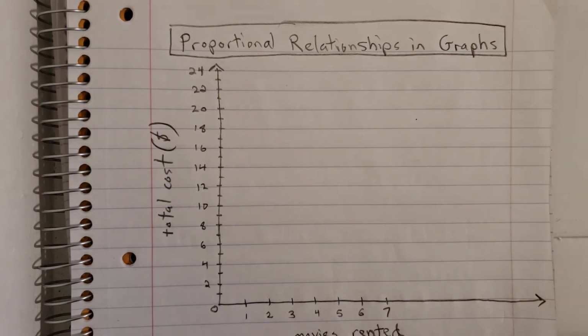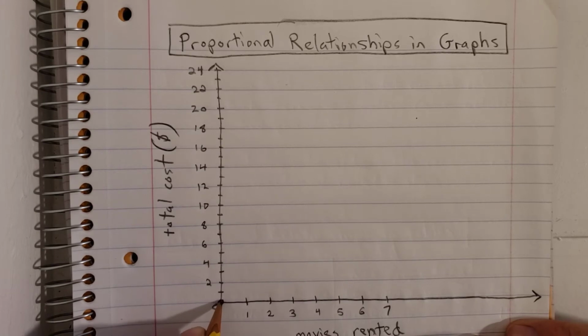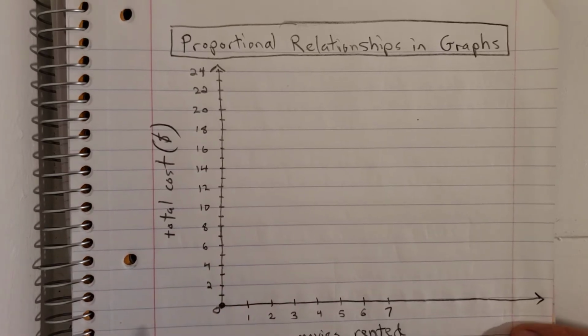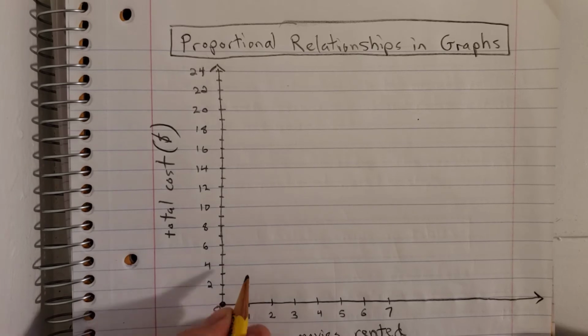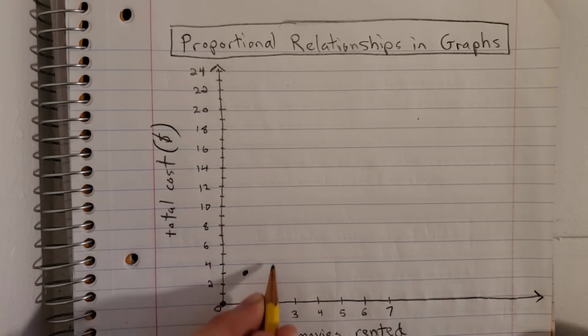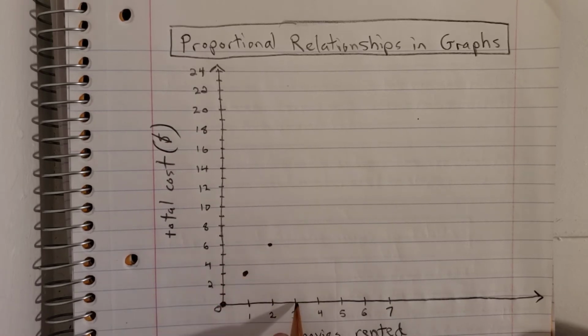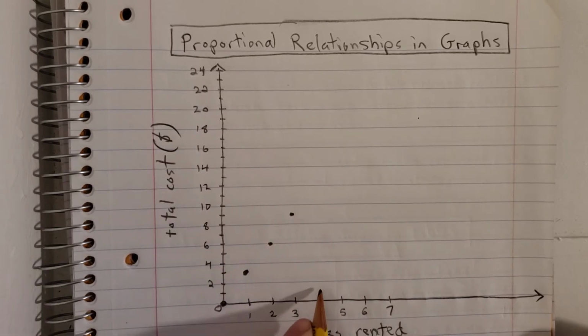Now I'm going to graph both of those recent relationships that I just talked about. So I'm going to graph the non-membership one. It started at 0, 0, right? No money. When we rent 0 movies, it costs us nothing. When we rent 1 movie, it costs us $3. When we rent 2 movies, it costs us $6. 3 movies, $9.